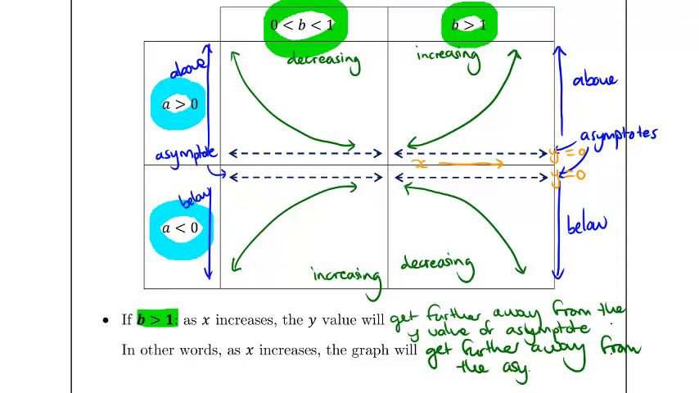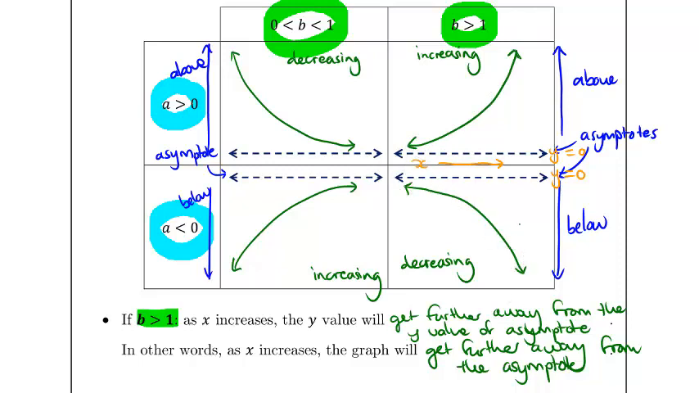So that is a conclusion that we can make about b greater than 1. That's what we know will happen to the graph. It will either be increasing or decreasing, but either way, as we increase x, it'll get further away. It'll shoot to the stars or it will shoot to the depths of the ocean.